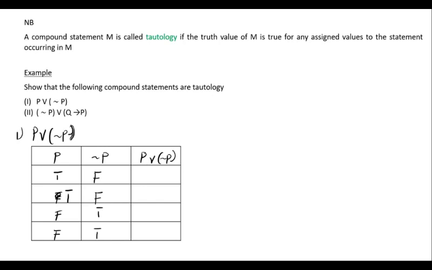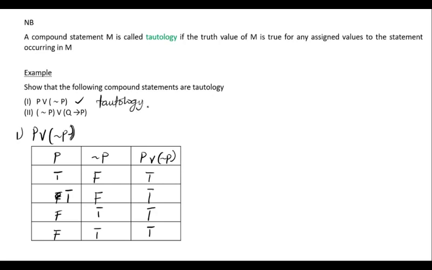The operation P or negation of P means one of them has to be true to make the truth value of P or negation of P true. So we have true, false over here, and because it is a disjunction, the or operation, it is a true statement because one of them is true. We have false, true, and it is true. We have false, true, and it is true. Now can we see that the truth values for P or negation of P are all true? Yes, because they are all true, we can clearly confirm that P or negation of P is a tautology.